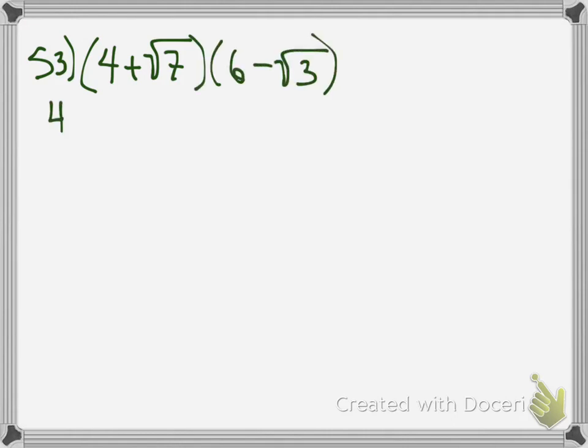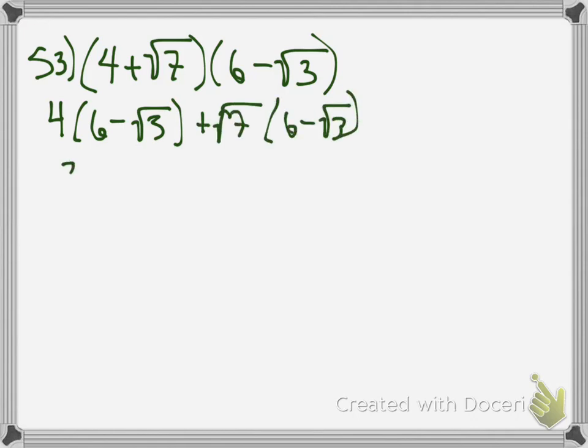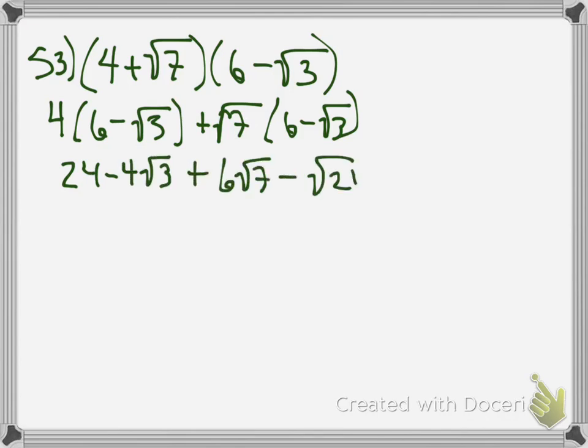That would be mean. Anyways, number 53 is by the distribution method. You can see here I'm putting 4 times 6 minus square root of 3, and then square root of 7 times 6 minus square root of 3, and then I'm multiplying. And pretty much everything's all laid out. Once I'm done, that's it.